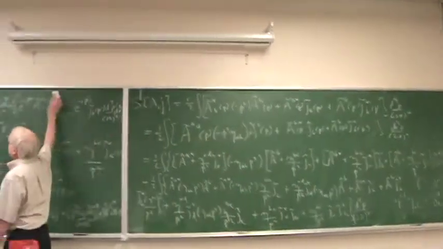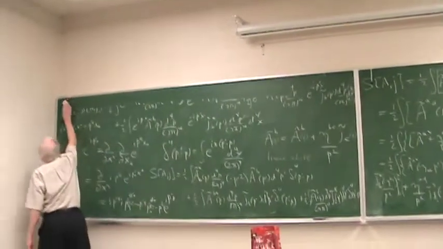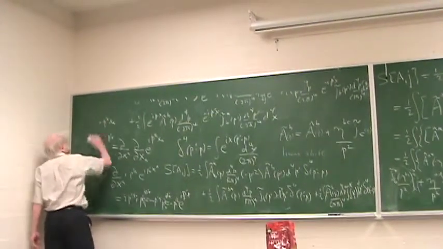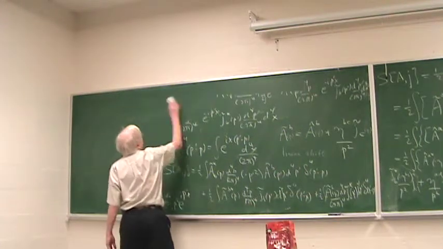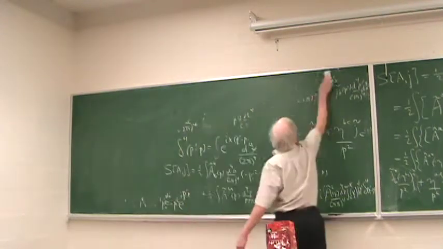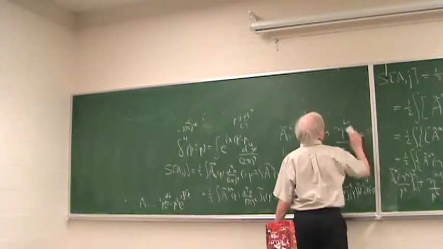So Z0 of J is equal to just the exponential, like what we got a few weeks ago when we did this for scalar fields. So with scalar fields, all the manipulations are so much simpler.